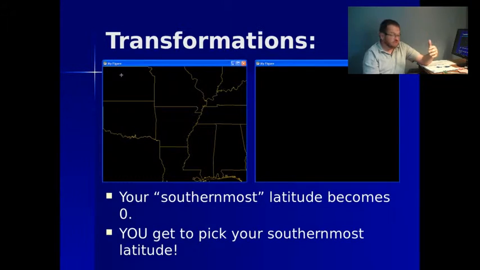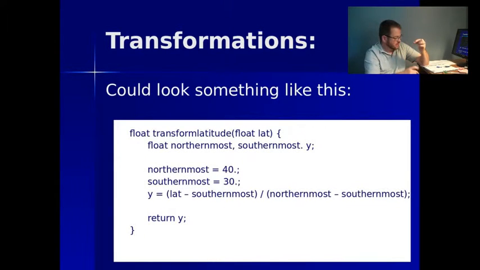You get to pick your southernmost latitude as well. Maybe in this case it's about 30 or something like that. And that's going to be the bottom edge of your plot. You want to map that to y equals 0. Anything between the northernmost and the southernmost latitude should be transformed into a value of y that is somewhere between 0 and 1. Well, that's just an interpolation issue.